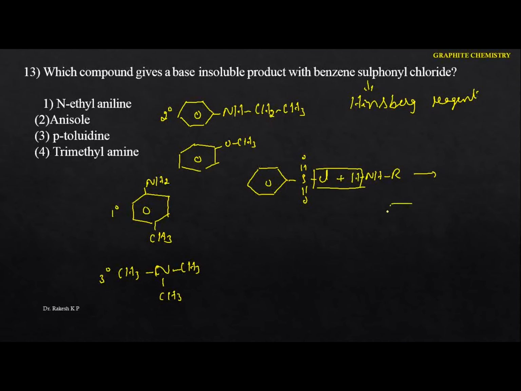So here the product you are going to get is the N-alkyl benzene sulfonamide. Here it gives you a precipitate, which is soluble in alkali, that is, in base. Now you just identify the next one.